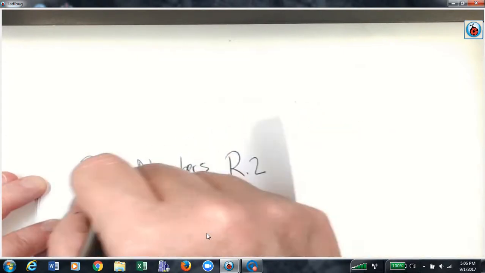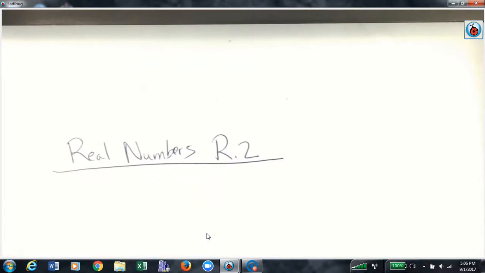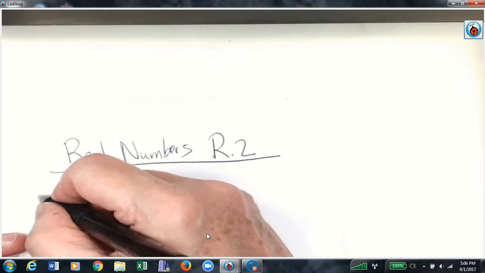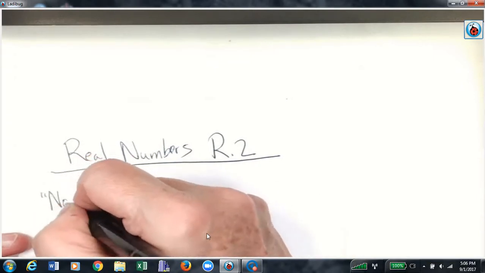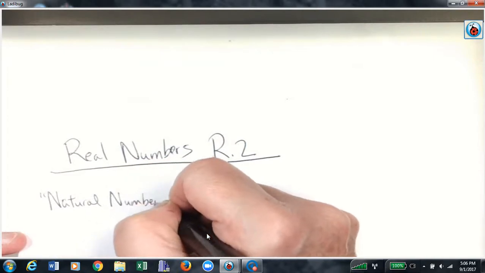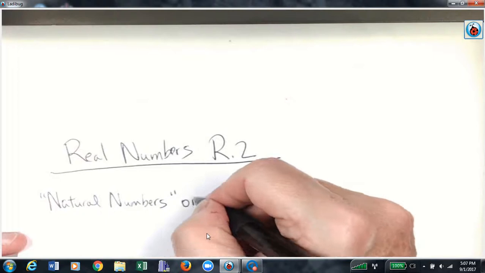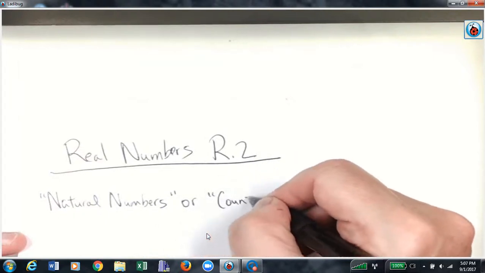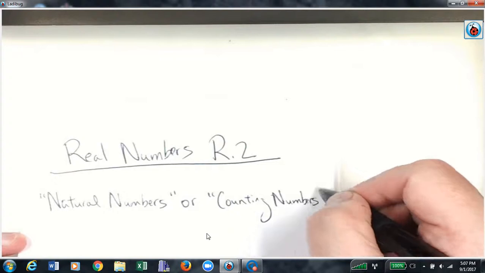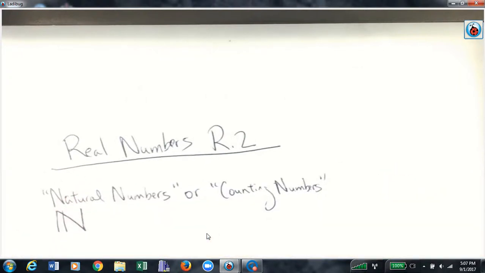Section R.2. So, what do we mean by real numbers? How can we classify real numbers? Well, first, there are the natural numbers. Our book will call them natural numbers, but a common word for those is the counting numbers. Unfortunately, they're not referred to as counting numbers. They call them natural numbers. They have a symbol, this fancy N.